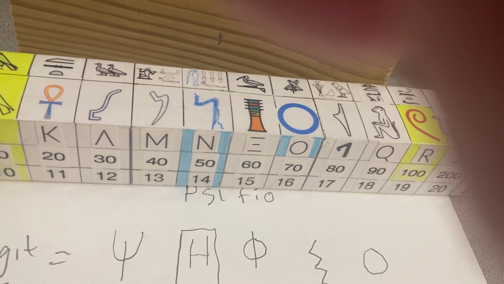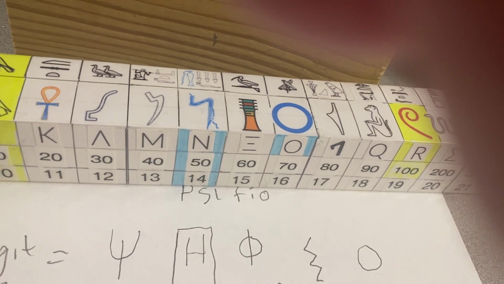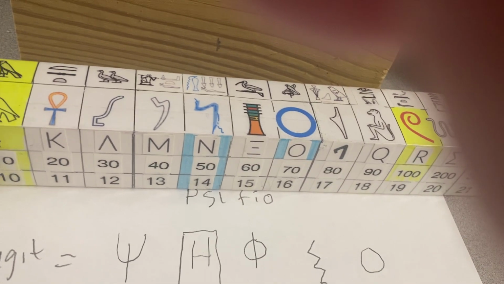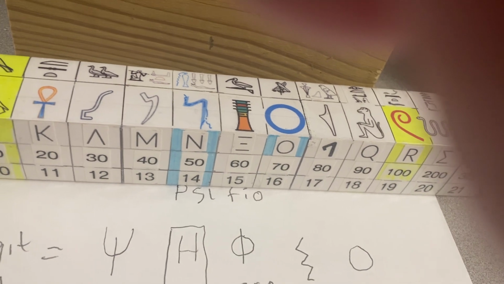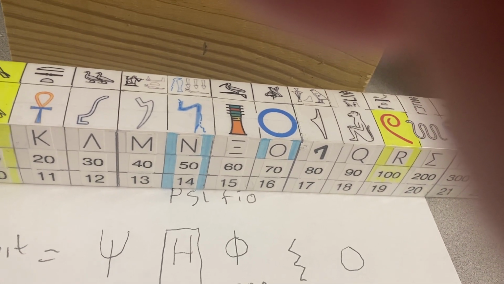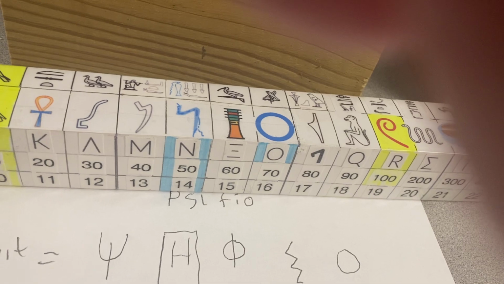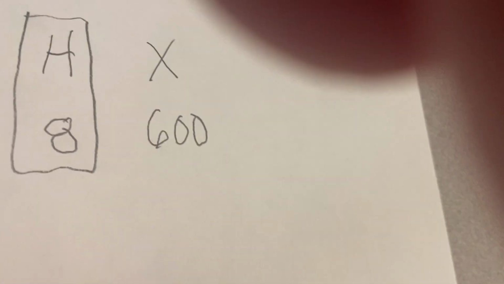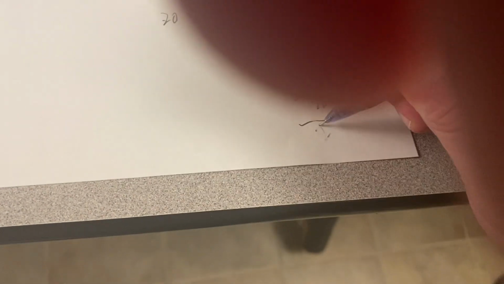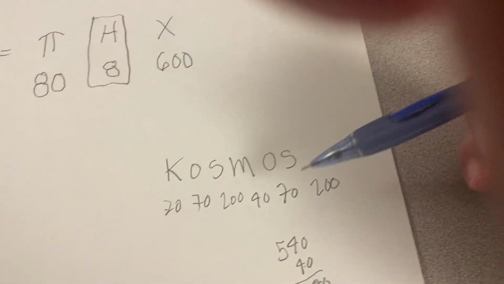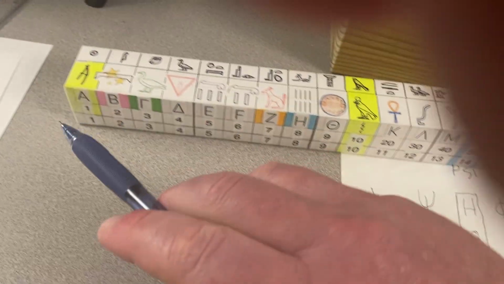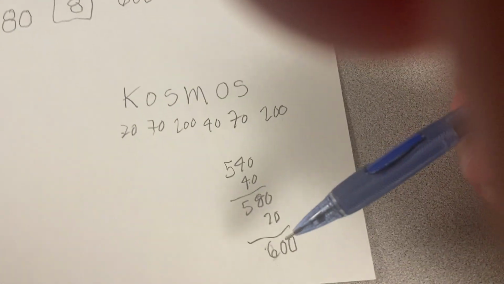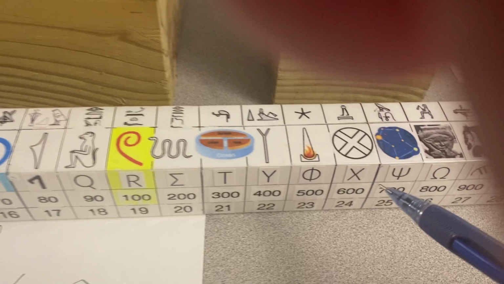So we get 4 plus 140, we get 540, plus another 20, 40. This gives us 580, plus 20. Now we're at 600. So cosmos, according to Egyptian alphanumerics, equals 600, and then X equals 600.